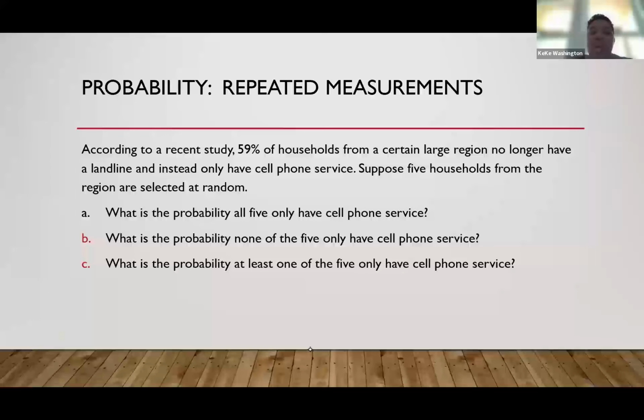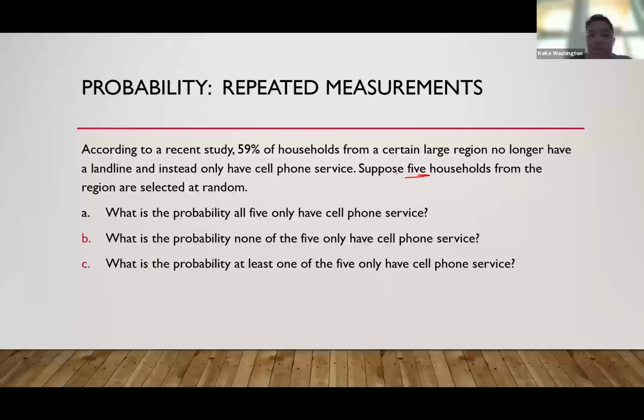Also in chapter 5, we had repeated measurement probabilities. So this is if I'm taking more than one. I'm randomly selecting more than one. According to a recent study, 59% of households from a certain large region no longer have a landline and instead only have cell phone service. Suppose 5 households from the region are selected at random. So we have 5 selections.